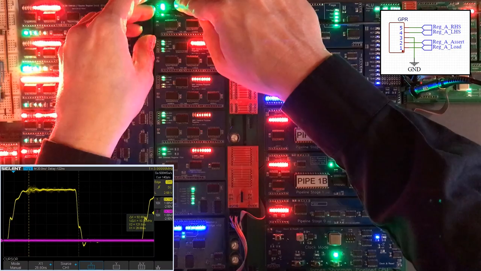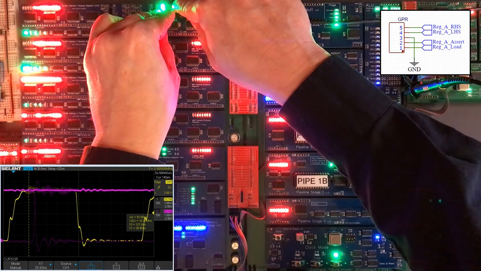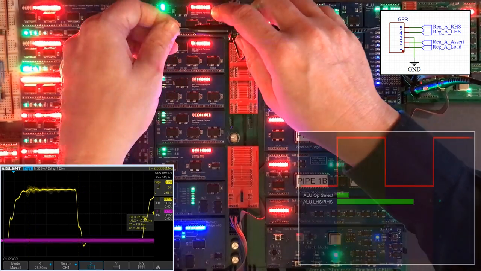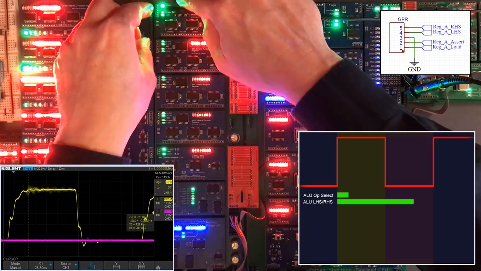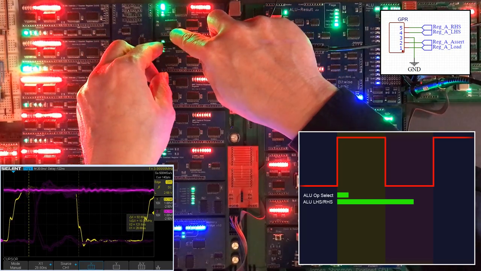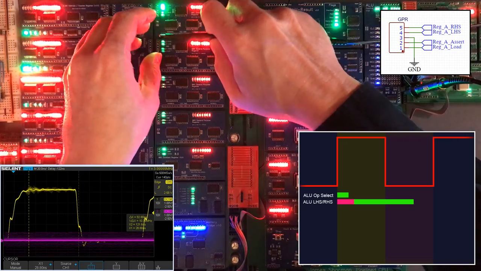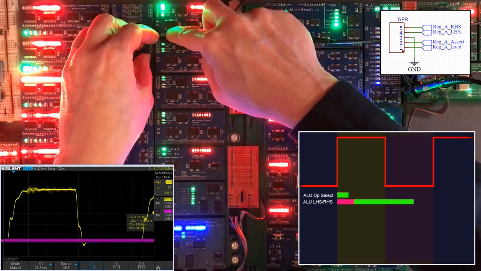Okay, so let's look at the assert line. Okay, that's not actually involved in this, but that's comparatively early. So this is LHS assert. That happens quite early in the cycle. RHS assert, I'm expecting, is very similar.